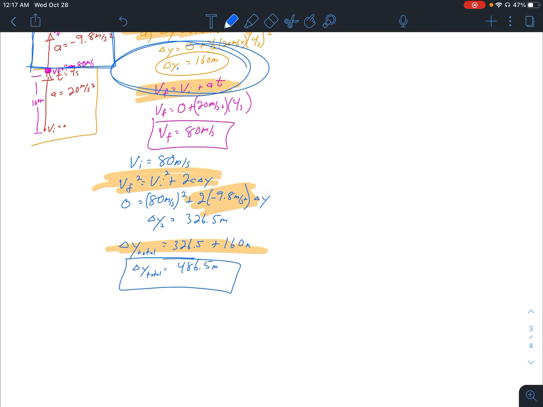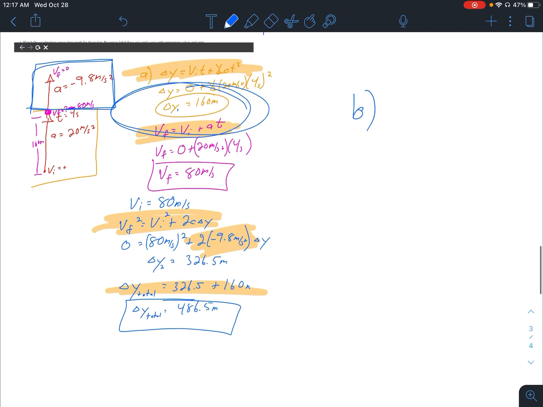The next part was part B, finding the time it took to get to the top. This was a little bit easier, where we had that initial time of 4 seconds. We knew that. So now we have to find out how long it is going to take us to run out of speed, kind of. So we know our initial velocity is going to be the 80, and we're going to go to 0, and we know our acceleration is negative 9.8.